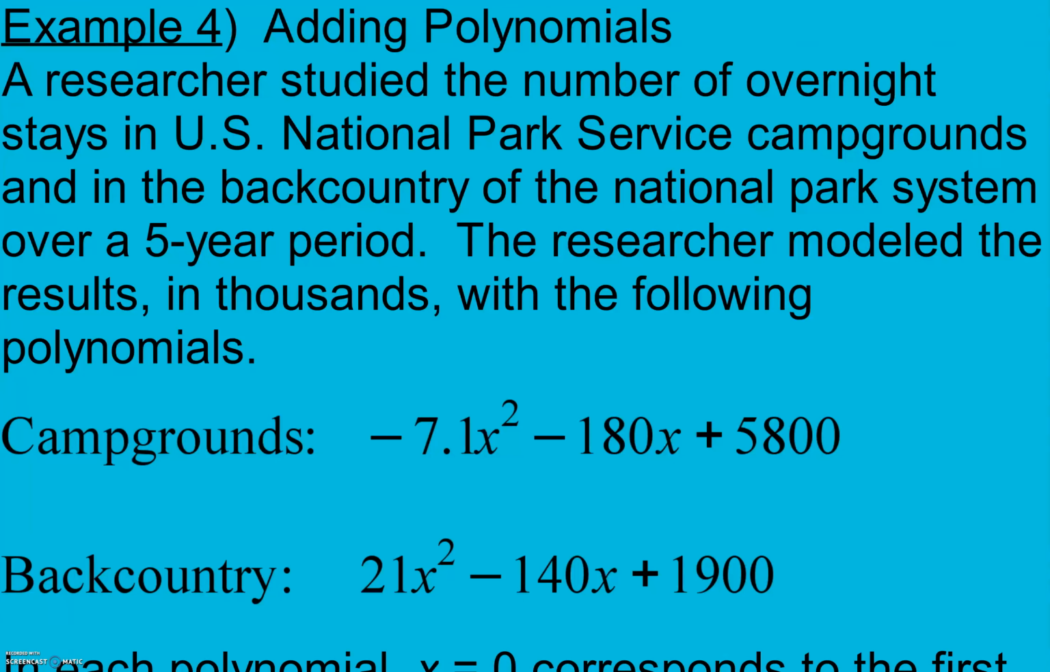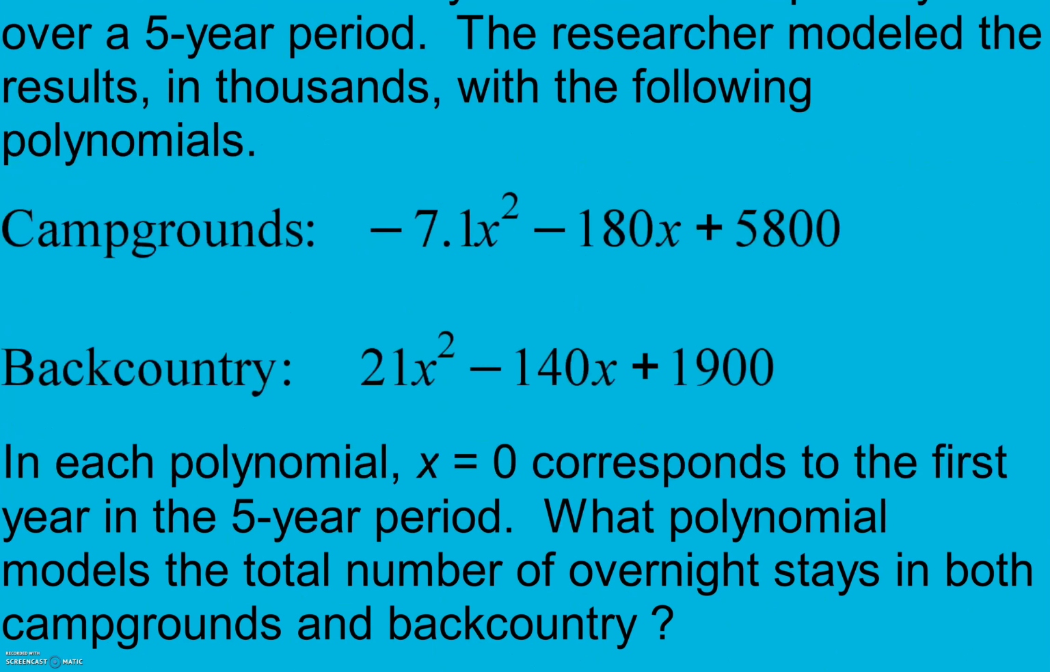Continuing on in section 8.1, in example 4, we're going to be adding polynomials. A researcher studied the number of overnight stays in U.S. National Park Service campgrounds and in the backcountry of the National Park System over a 5-year period. The researcher modeled the results in thousands with the following polynomials. So campground and backcountry are there.